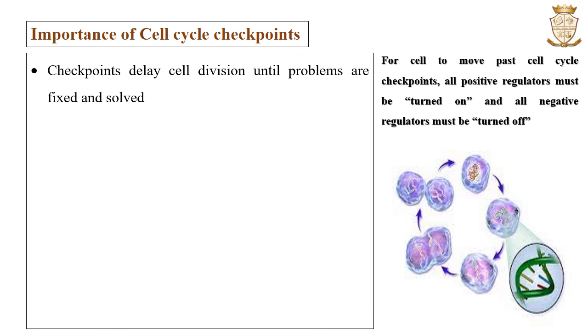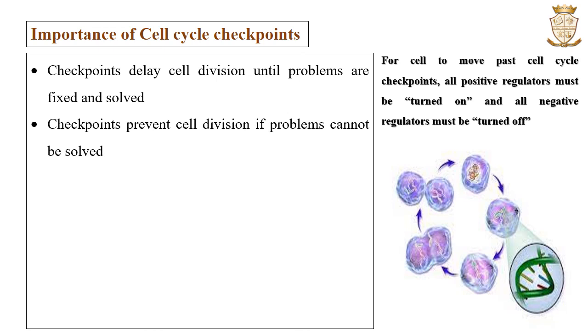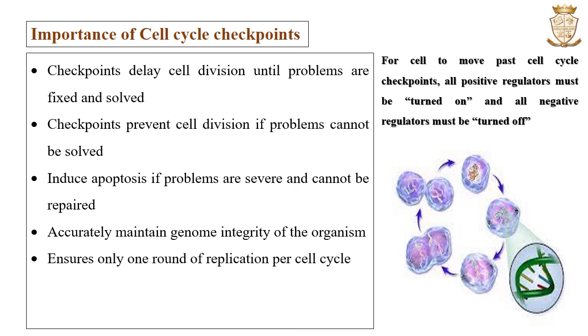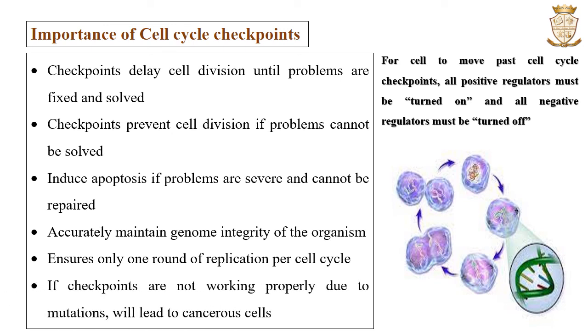The checkpoints delay cell division until the problems are fixed and solved. The checkpoints prevent cell division if the problems cannot be solved. Apoptosis will be induced in the cell if the problems are severe and cannot be repaired. The cell cycle checkpoints accurately maintain the genome integrity of the organism. It ensures that only one round of replication happens per cell cycle. And if the checkpoints are not working properly due to any mutation, it will lead to cancerous cell growth.